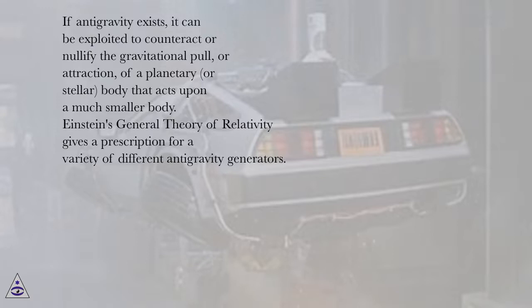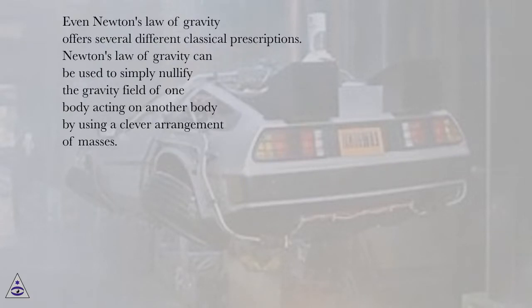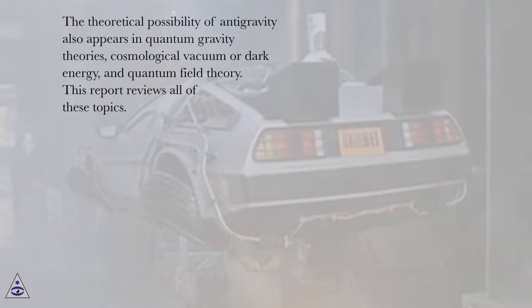Einstein's general theory of relativity gives a prescription for a variety of different antigravity generators. Even Newton's law of gravity offers several different classical prescriptions. Newton's law of gravity can be used to simply nullify the gravity field of one body acting on another body by using a clever arrangement of masses. The theoretical possibility of antigravity also appears in quantum gravity theories, cosmological vacuum or dark energy, and quantum field theory.